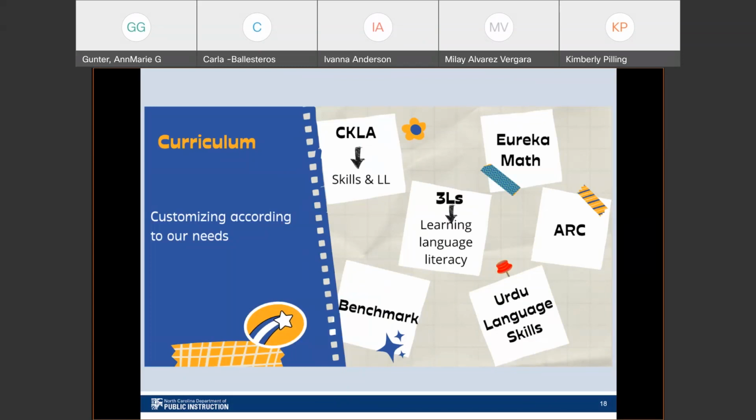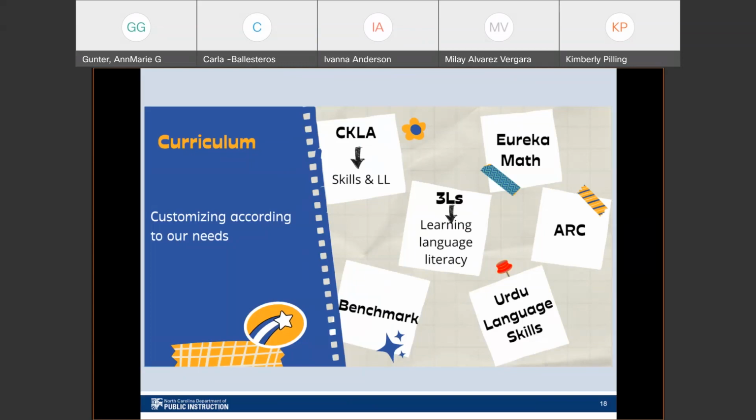For CKLA listening and learning, we also have different components, but we have adopted the 3Ls approach. With the 3Ls approach, there are some other components, and what we do is that teachers, again, share what they are going to do, like they divide those components into two different parts. Some components to be taught in English and the other components to be taught in Spanish or Urdu.